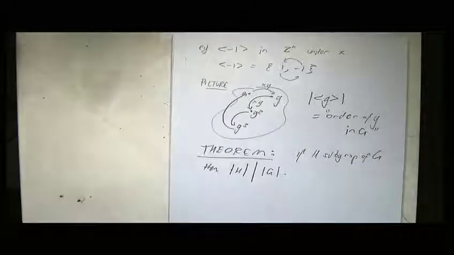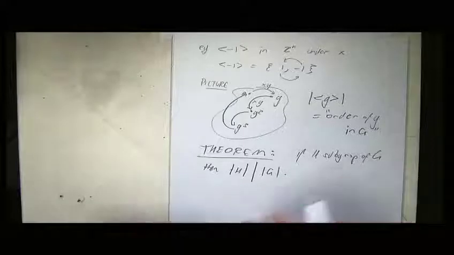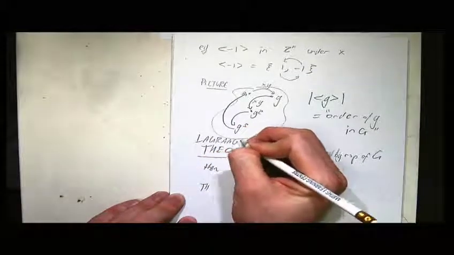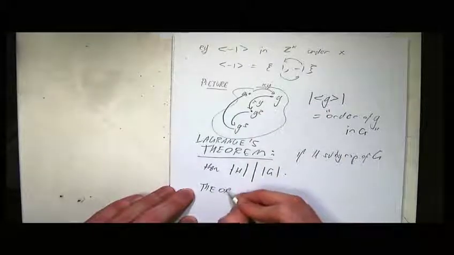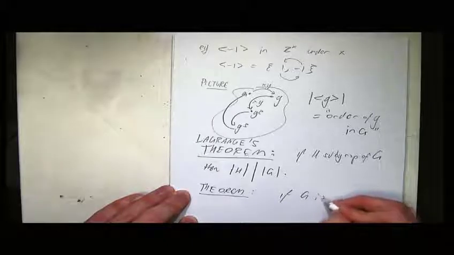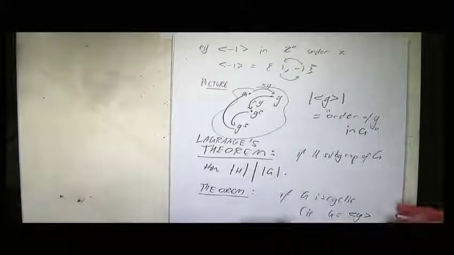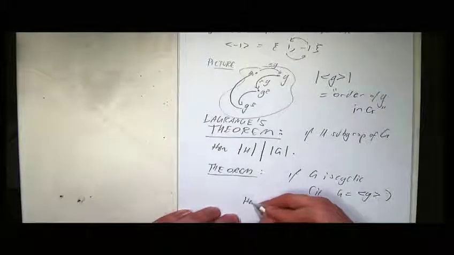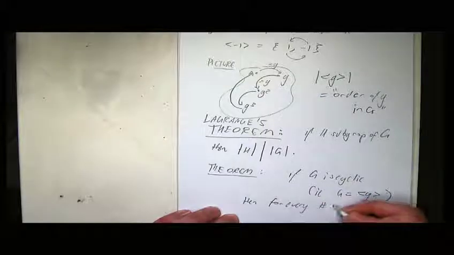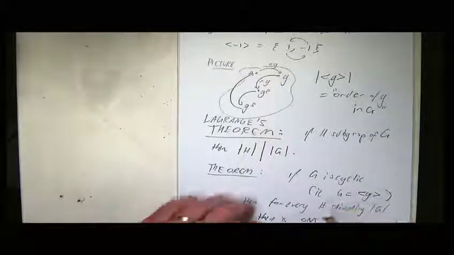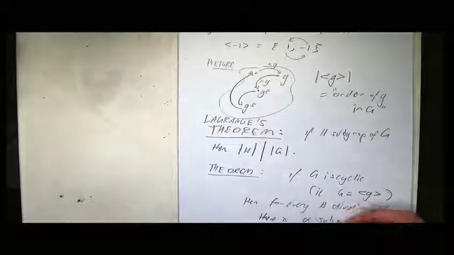If G is already a cyclic group, meaning that you can make it out of a single element this way, then there will be exactly one subgroup of every possible order that divides the order of G. So I don't know if this is a theorem in your notes, is it? Yeah. So this is Lagrange's. There's another theorem that says, if G is cyclic, i.e. G is generated by something, then for every number dividing the size of G, there is not one, but there is a subgroup of that size.